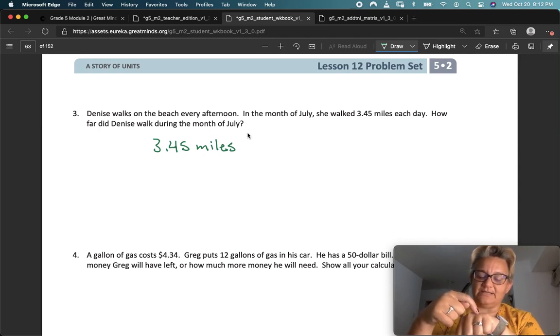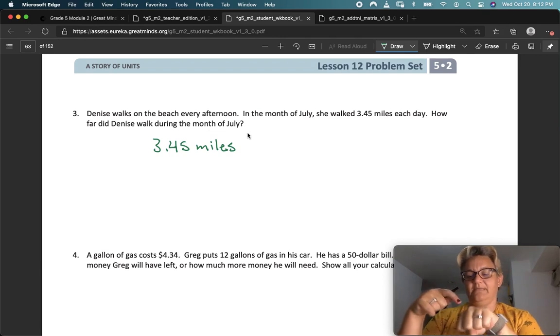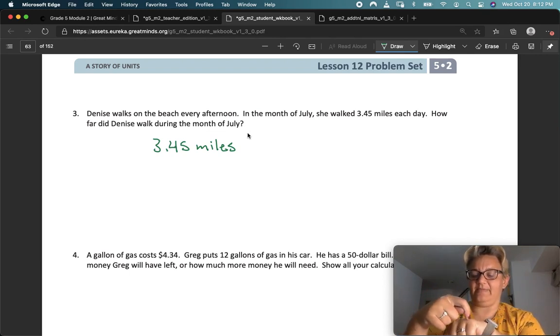May has 31 because it's a peak. June is in the valley, so it has 30. July has 31 because it's a peak. Then you count backwards. August is 31 because it's on the peak. September is in the valley, so it has 30. October has 31 because it's the peak. November has 30 because it's the valley. And December has 31 because it's the peak. So peak, valley, peak, valley, peak, valley, peak, peak, valley, peak, valley, peak.